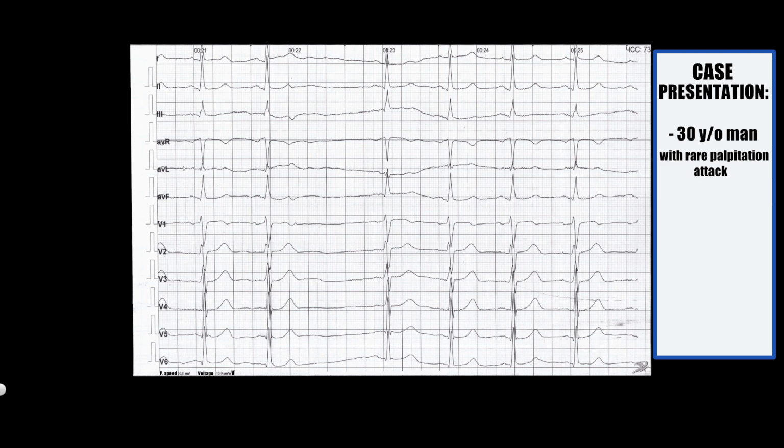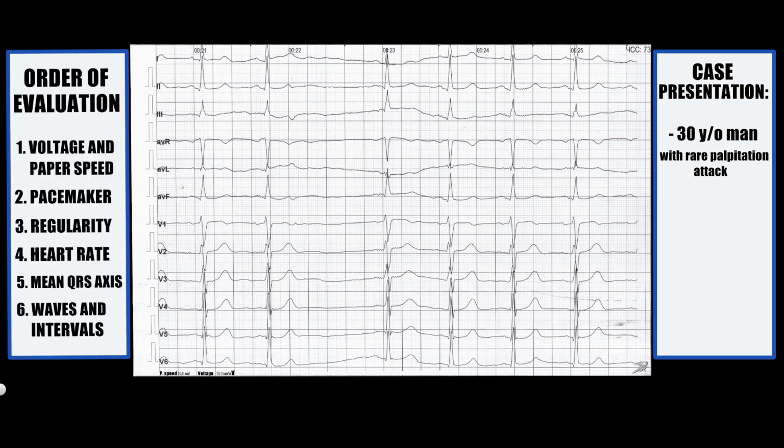This is an ECG of a 30-year-old man who complains of rare palpitation attacks. We will examine the ECG in the order in the left. The first thing that we need to check is voltage and paper speed.